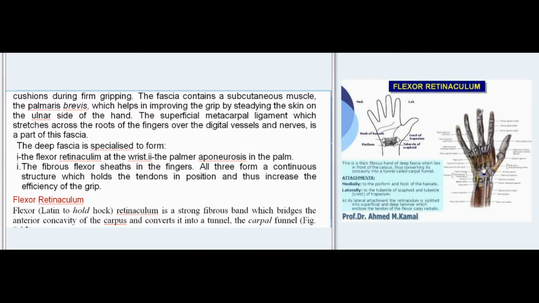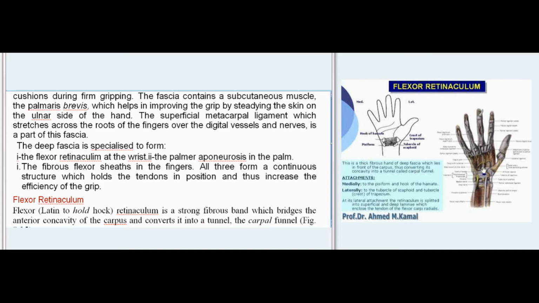The superficial metacarpal ligament, which stretches across the roots of the fingers over the digital vessels and nerves, is a part of this fascia. The deep fascia is specialized to form: 1, the flexor retinaculum at the wrist; 2, the palmar aponeurosis in the palm; 3, the fibrous flexor sheaths in the fingers. All 3 form a continuous structure which holds the tendons in position and thus increases the efficiency of the grip.